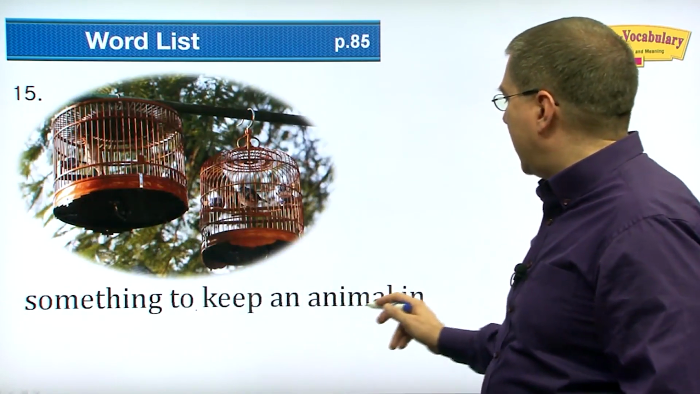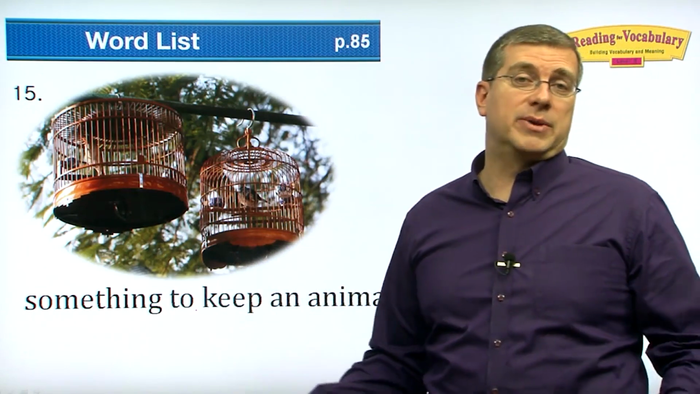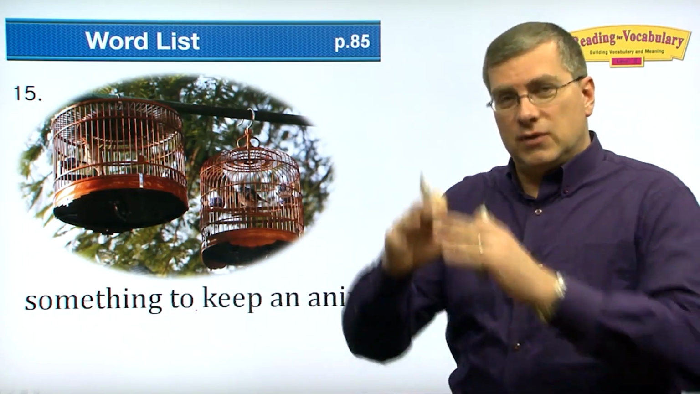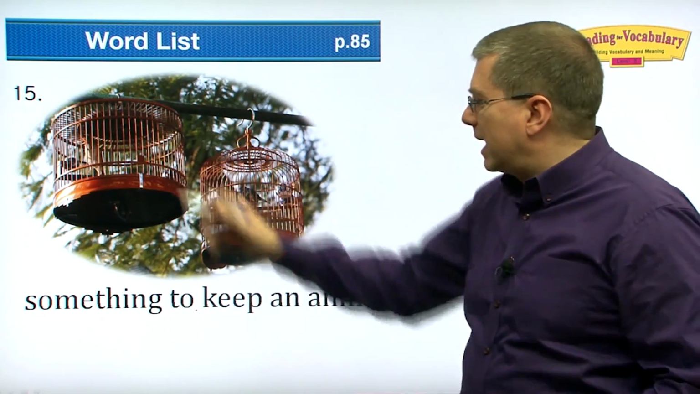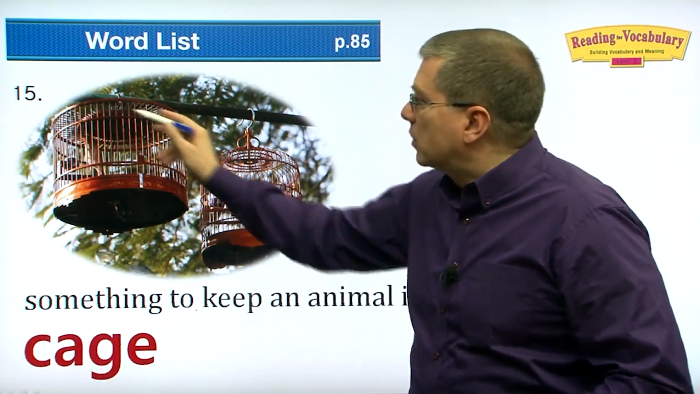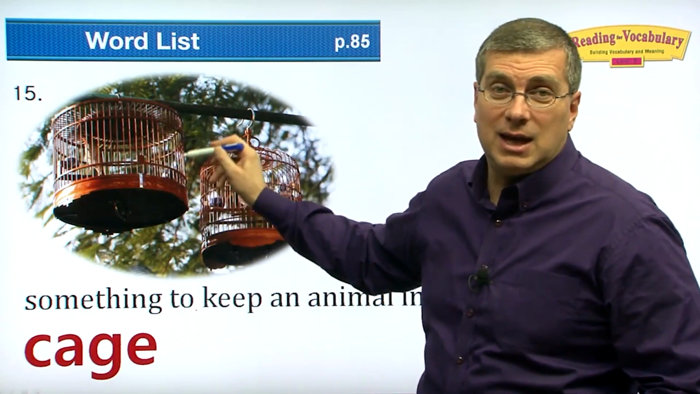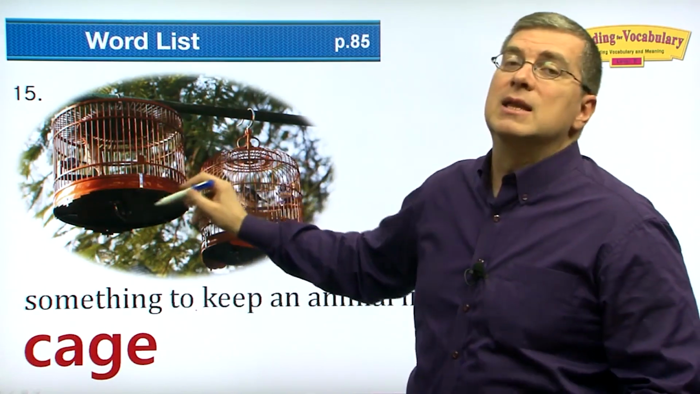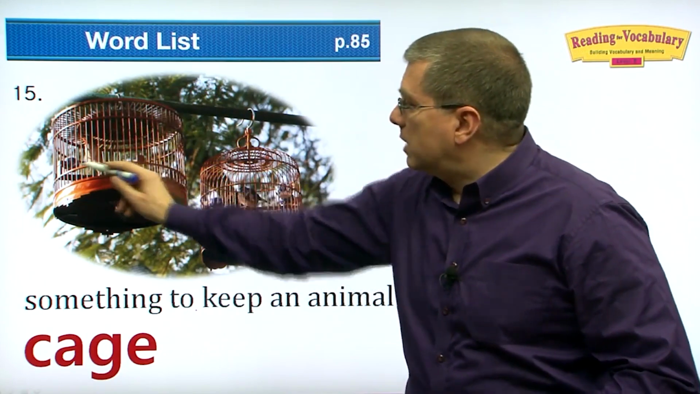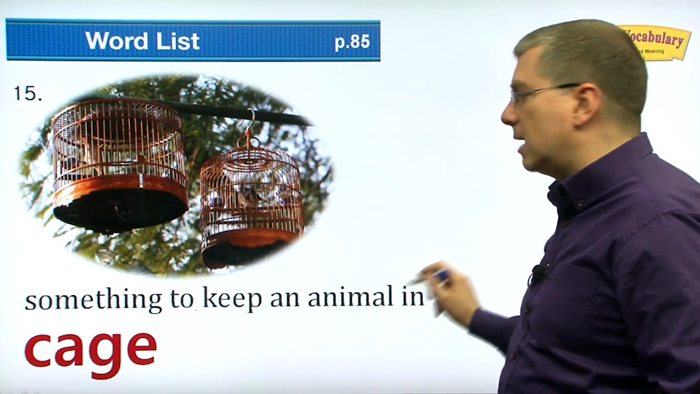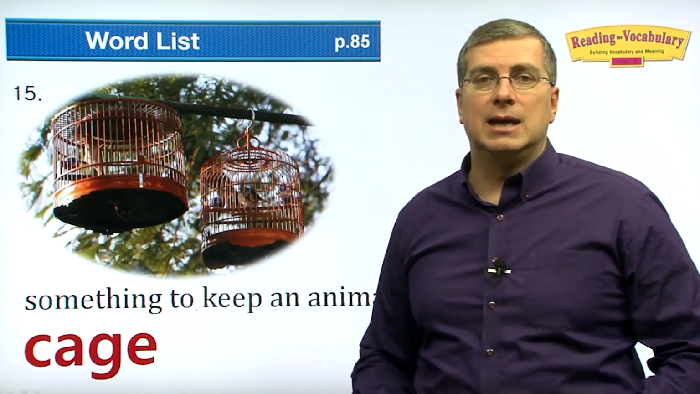Something to keep an animal in. We already talked about that, right? I just talked about it with your ribs. If you talk about the whole thing, it's like a cage, right? So rib cage, but in this case, this is just a cage. This isn't a rib cage. This is just a cage. You keep birds in a cage. Something to keep an animal in is a cage.